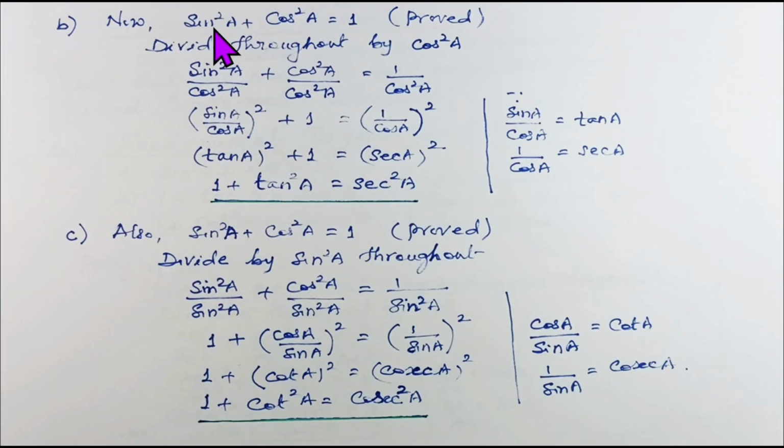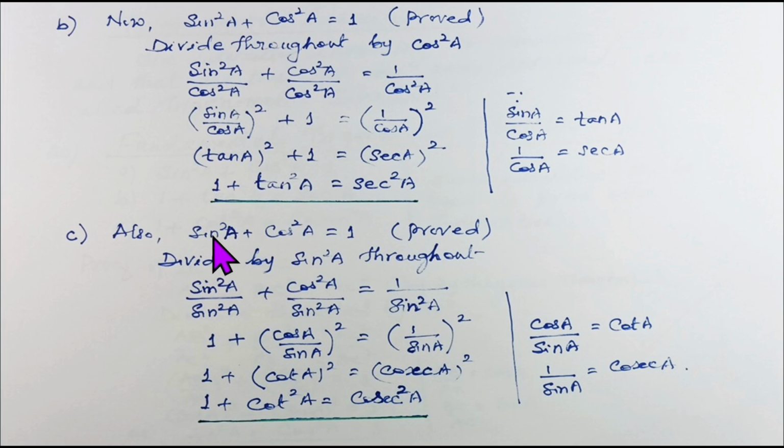Since we know that sine square A plus cos square A is equal to 1, we can divide each one of them by cos square A. So sine square A by cos square A plus cos square A by cos square A is equal to 1 by cos square A. That is (sine A by cos A) whole raised to square plus 1 is equal to (1 upon cos A) whole raised to square. We know that sine A by cos A is tan A, so tan square A plus 1 is equal to sec A whole raised to square, or 1 plus tan square A is equal to sec square A. So that is the second basic fundamental identity which we have proved.